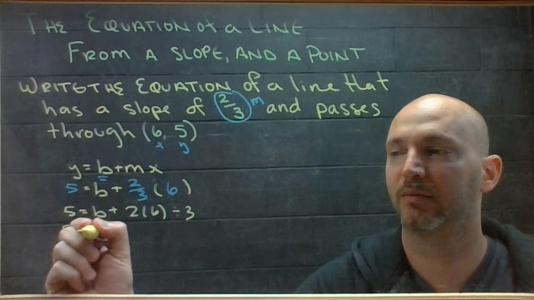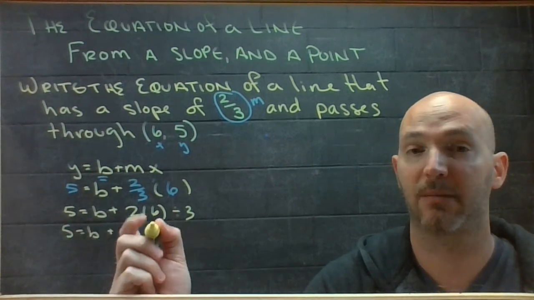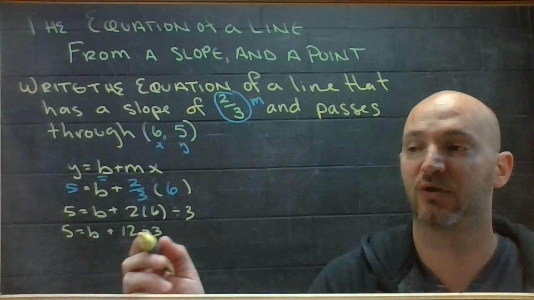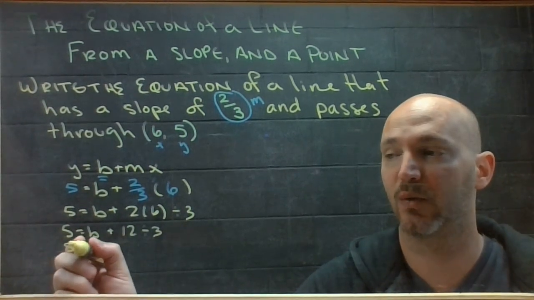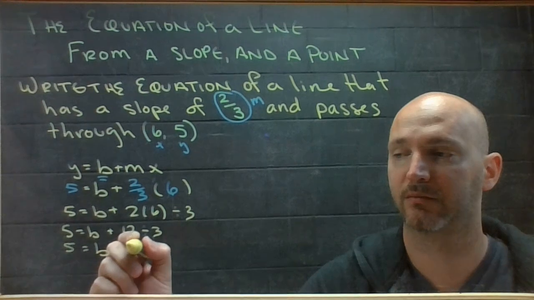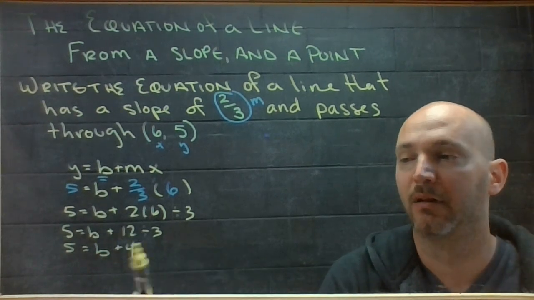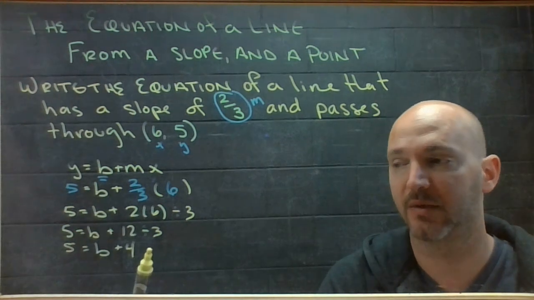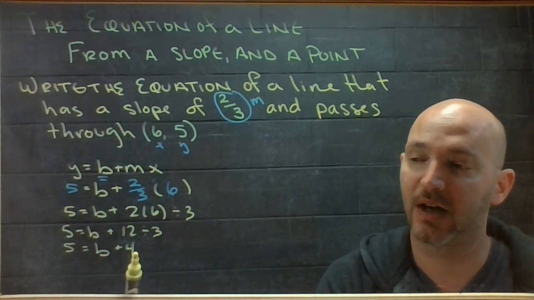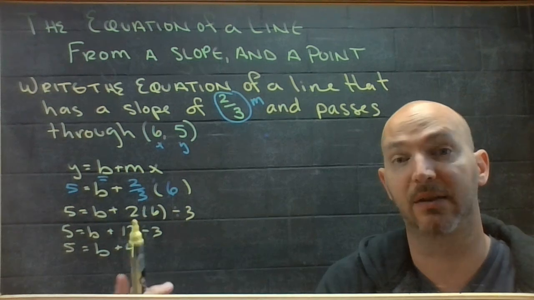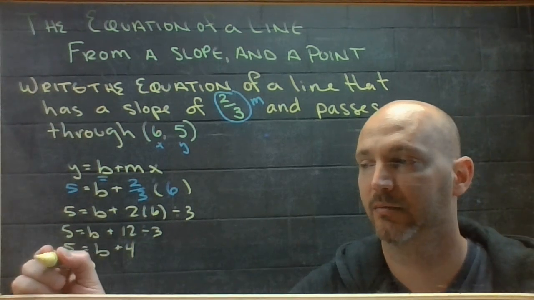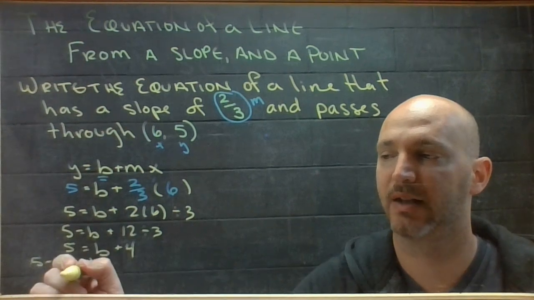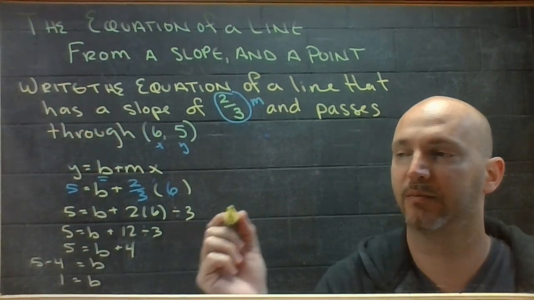So 2 times 6, that's 12. 12 divided by 3 is 4. And now I need to get this 4 to the other side. So if I want to undo adding 4, I need to subtract 4. So I end up with b equals 1.